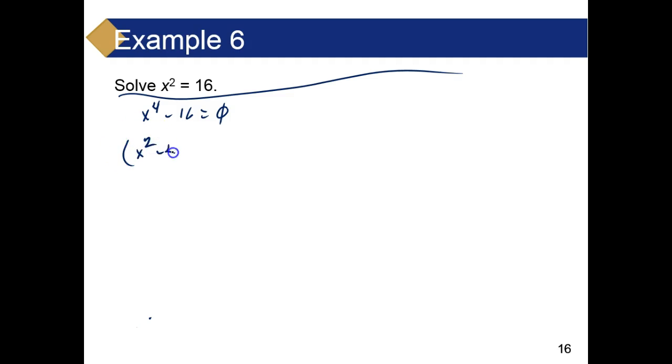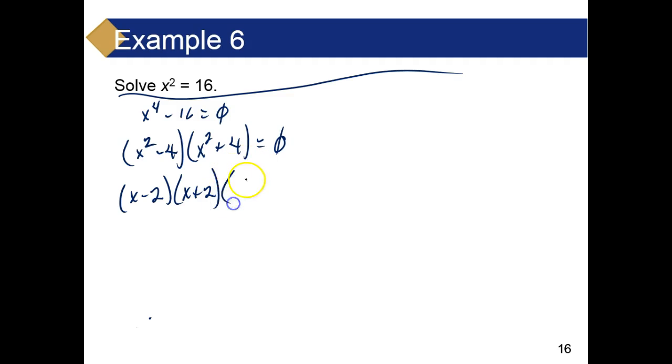x squared minus 4 times x squared plus 4. That's equal to 0. Are you through factoring? Why not? Yeah, well, you still got one that will factor. Which one of those will factor? Oh, they both will? Oh, the first one will. Okay, what does that give you? x minus 2 times x plus 2. How about that second one? Will that factor? Absolutely not. So don't even try.